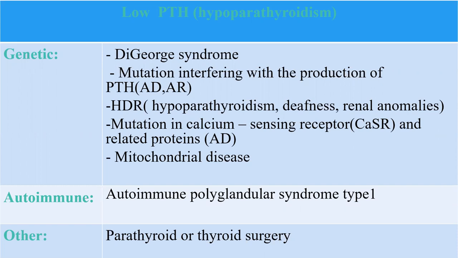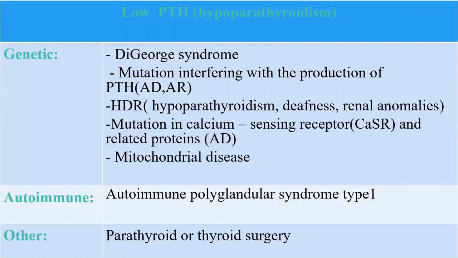The genetic causes include DiGeorge syndrome, a mutation interfering with the production of PTH, which could be autosomal dominant or autosomal recessive inheritance. Or the HDR, which presents with hypoparathyroidism, deafness, and renal anomalies, or there could be mutation in the calcium sensing receptors and related proteins, which is an autosomal dominant inheritance, or due to mitochondrial diseases.